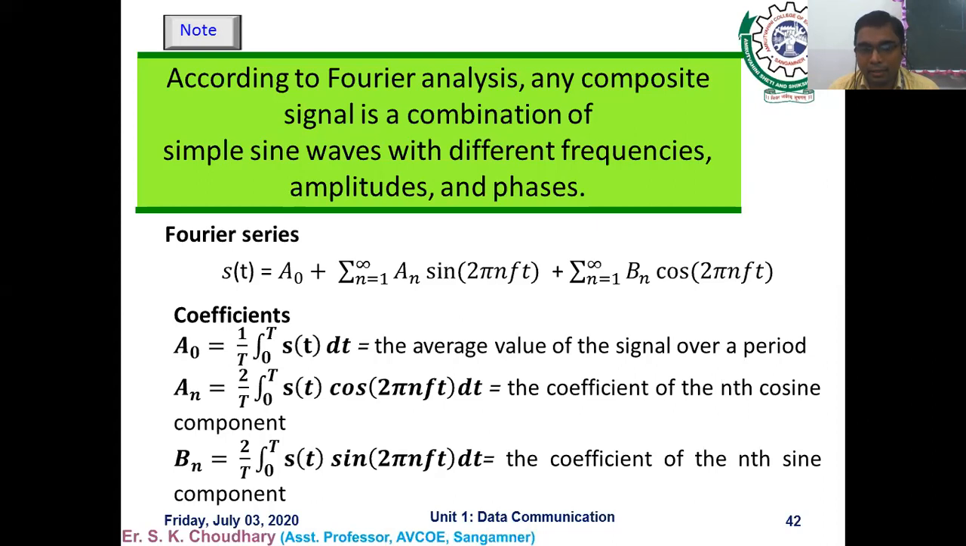Another is a n, the coefficient of the nth cosine component. It is defined by 2 by T, integral 0 to T of s(t) cos 2 pi n f t dt. Similarly, b n is the coefficient of the nth sine component, and the formula is mentioned in the slide.